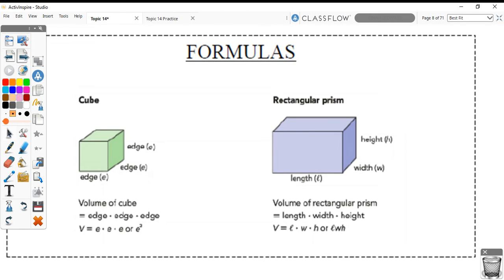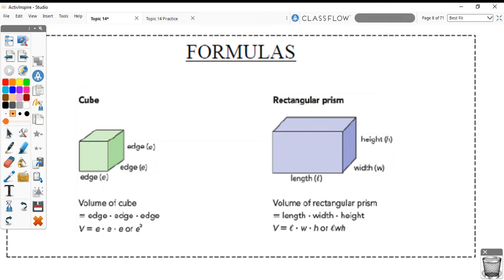Okay, on this next page, you've got a couple of examples of a cube and a rectangular prism. And this is something that you've known how to do probably since 6th or 7th grade. When you're finding the volume of a rectangular prism, you multiply length times width times height. That is a formula you're already familiar with. I know you are.